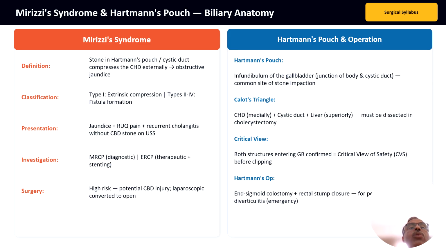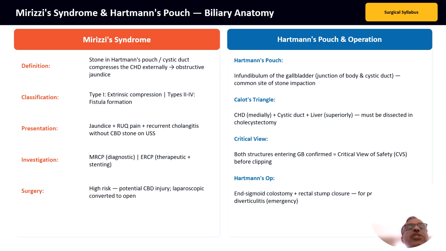And how do patients of Mirizzi syndrome present? Basically, they have jaundice because of external compression of the common hepatic duct from the stone impacted in the infundibulum. Jaundice, right hypochondriac pain, and recurrent cholangitis without any CBD stone on ultrasound or CT scan is suggestive of Mirizzi syndrome. So if the patient has jaundice, right upper quadrant pain, and recurrent episodes of cholangitis, but when you do a CT scan or an ultrasound, which may be difficult to pick up a stone, stones are not visible in the common bile duct, then think of Mirizzi syndrome.